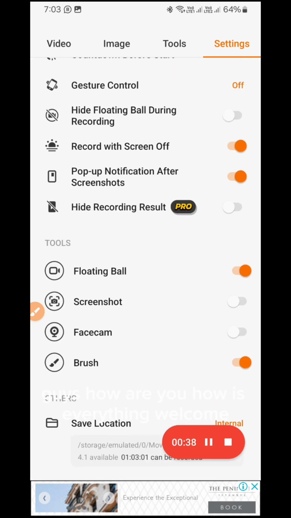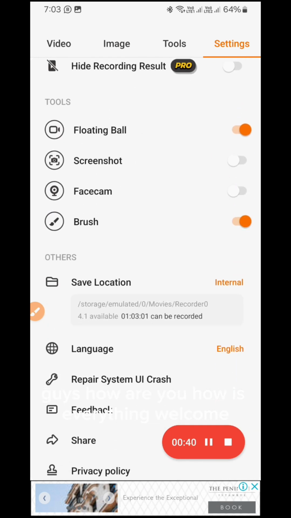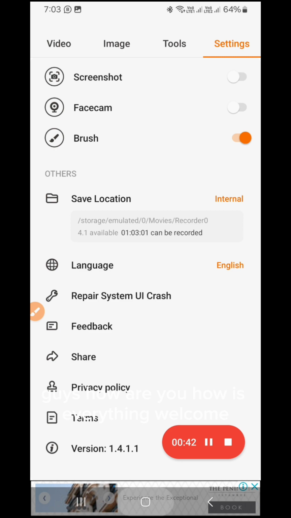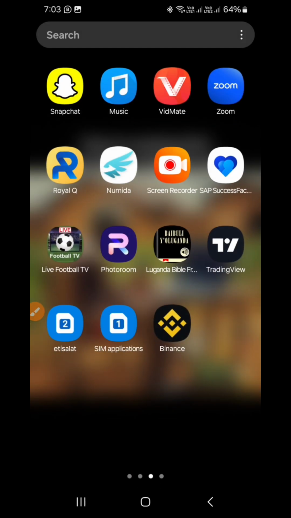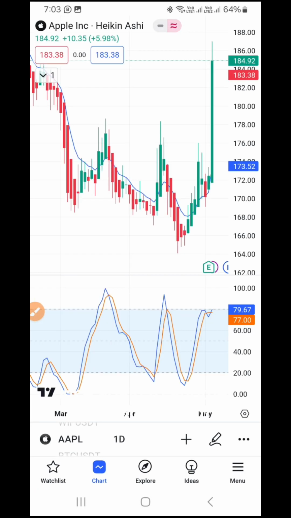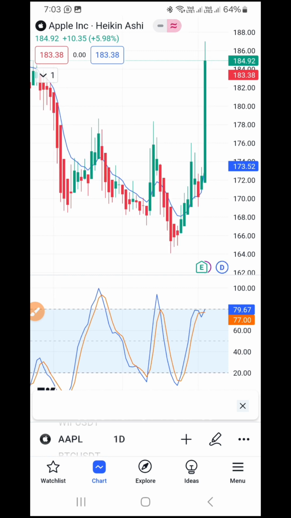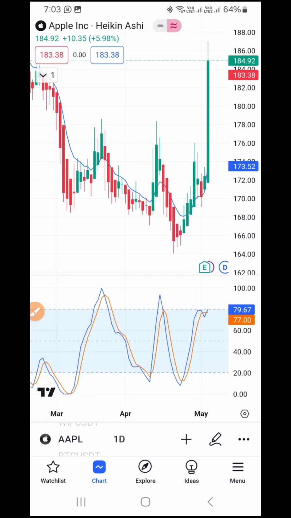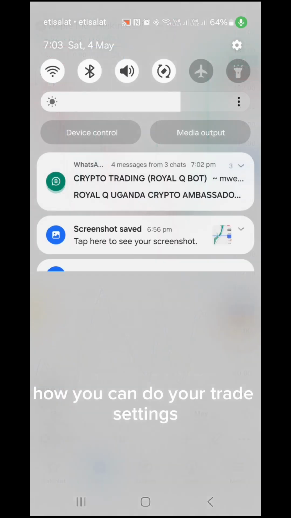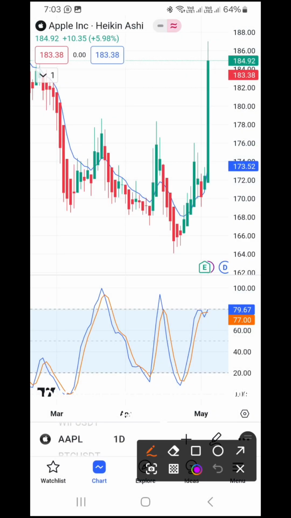So guys, how are you? How is everything? Welcome once again to another tutorial of how to set your TradingView and how to choose a signal. Technical analysis. I'm going to give you simple technical analysis for a beginner or a novice person in crypto, how you can do your trade settings.